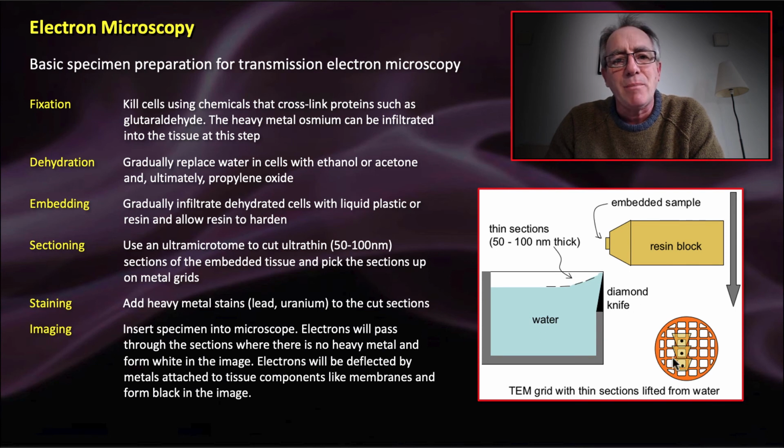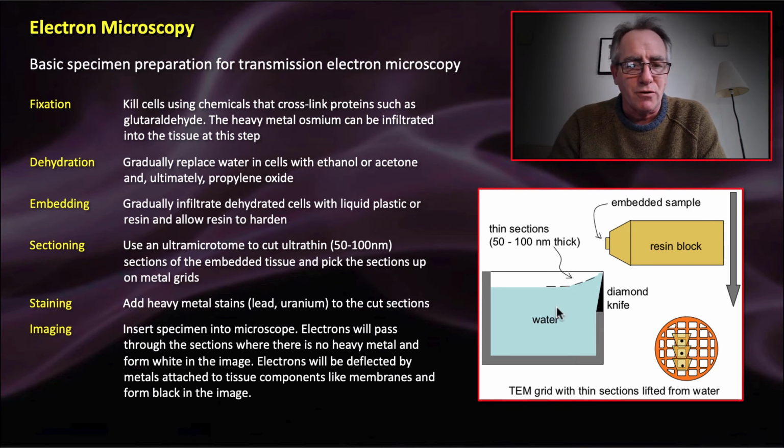We need to somehow stain the good stuff inside of the cells. We've got to stain the membranes. How else would we see the mitochondria, the ER, the nuclear envelope, the ribosomes, and all those sorts of things? So we stain by adding heavy metals like lead and uranium to the cut sections. We use lead and uranium chemicals that actually bind into membranes, and that's how we stain biological tissues.